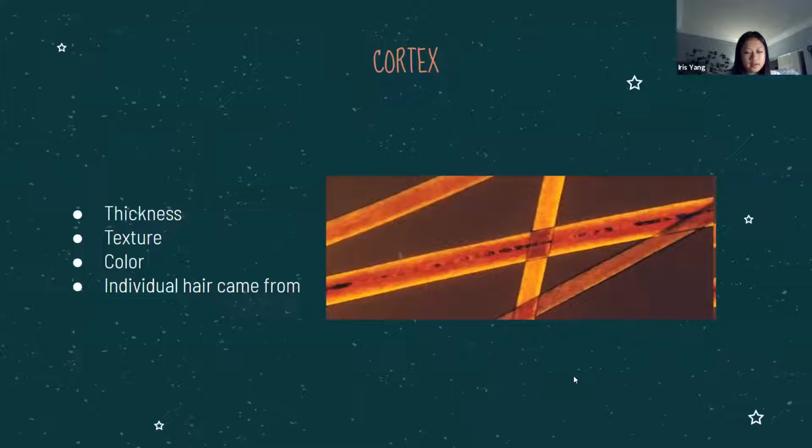Next, the second layer is the cortex. In this picture, the cortex is the orangish part of the hair. The yellow would be the cuticle, this would be the cortex, and the inside black stuff is the medulla. The cortex can also have different thicknesses, textures, and colors, but it wouldn't determine the color of your hair. It can also help us determine the individual the hair came from, using the thickness of the cortex.